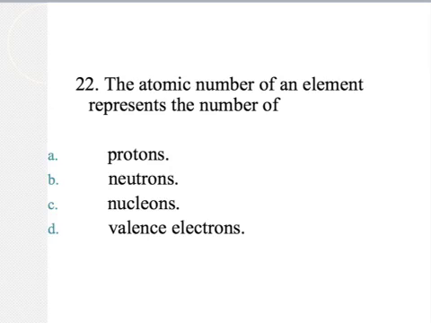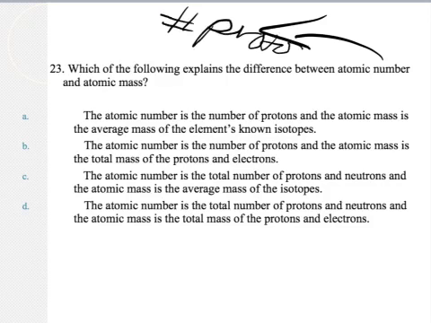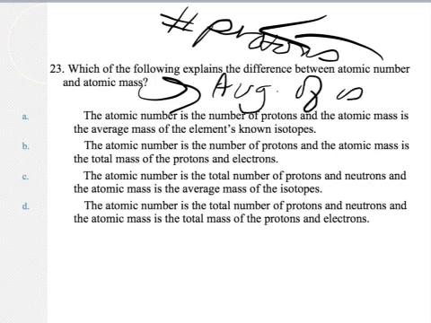Which of the following explains the difference between atomic number and atomic mass? Well, remember we said the atomic number is the number of protons. Okay? Atomic mass is an average of isotopes. So the atomic number is the number of protons, and the atomic mass, well, that sounds like it. So let's just double check. The atomic number is the number of protons, and the atomic mass is the total mass of protons and electrons. Electrons would never be considered a mass, so that's wrong.